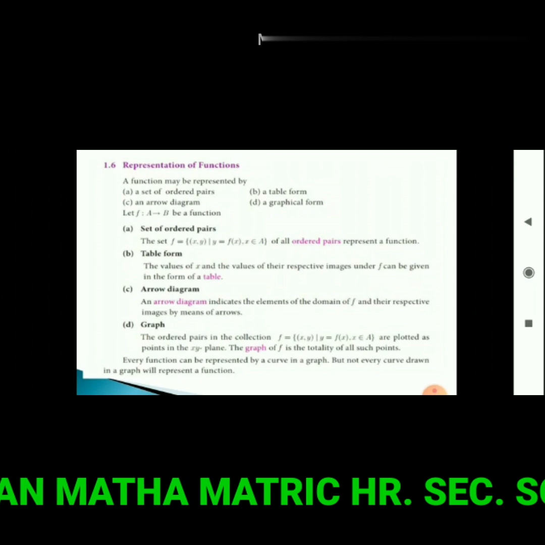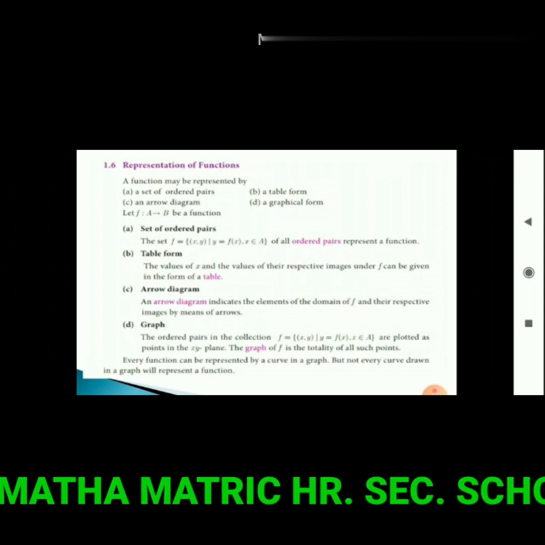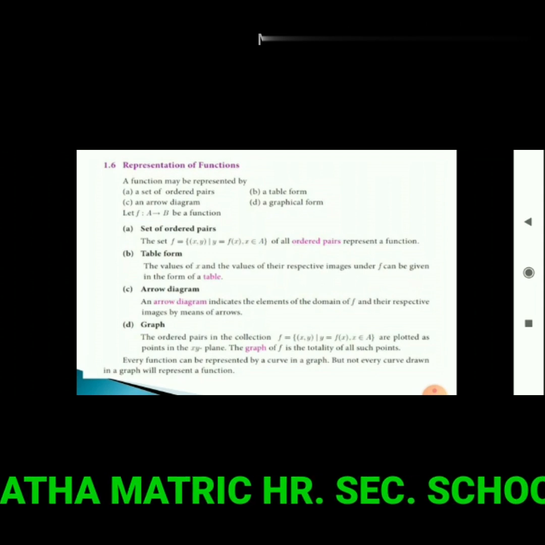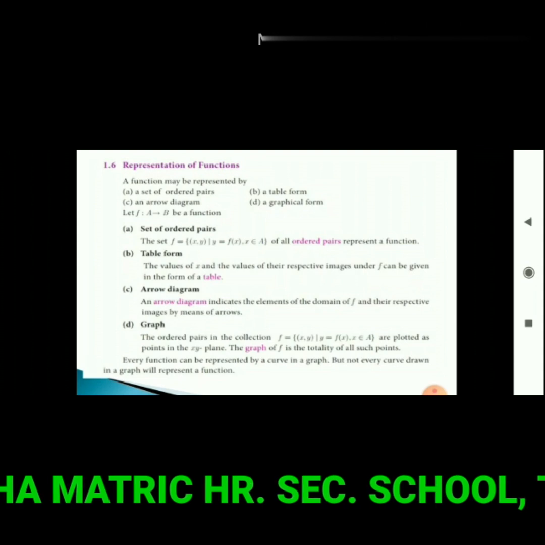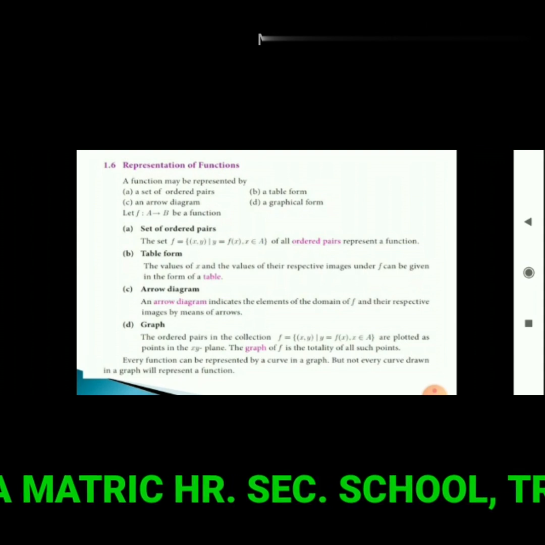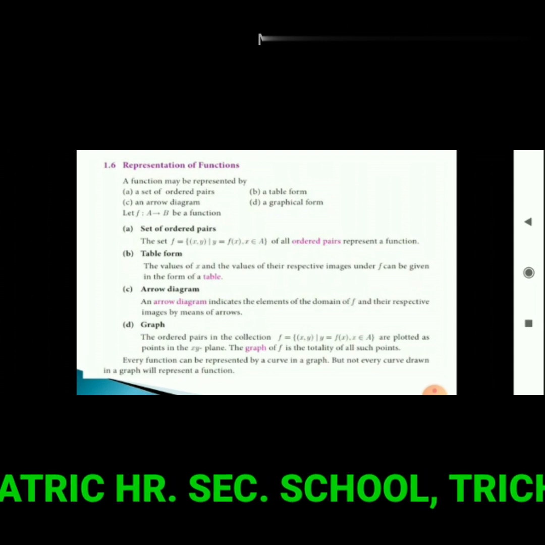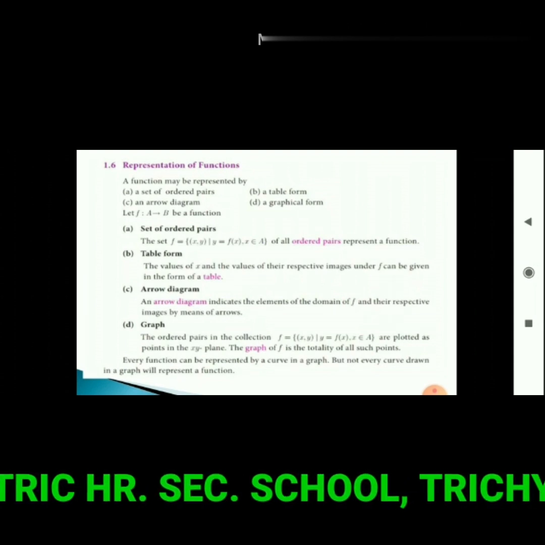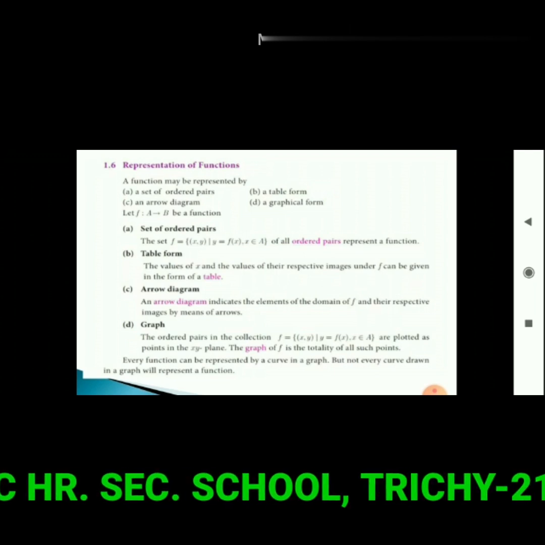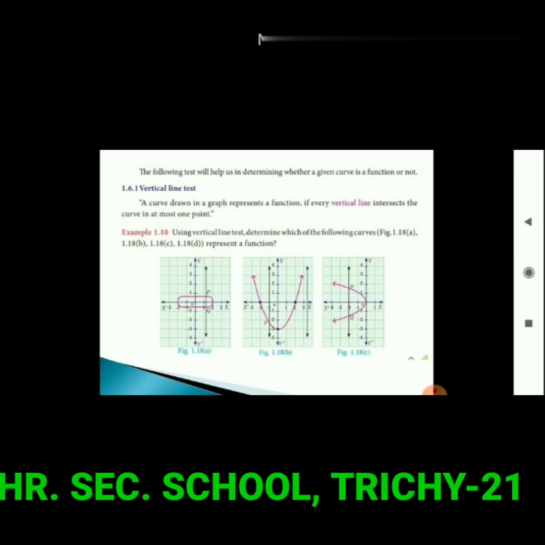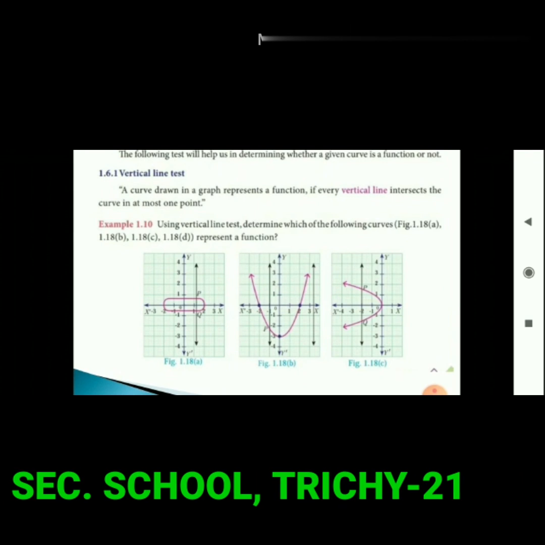Arrow diagram: an arrow diagram indicates the elements of the domain of f and their respective images by means of arrows. Graph: the ordered pairs in the collection f = {(x, y) : y = f(x), x belongs to A} are plotted as points in the xy plane. The graph of f is the totality of all such points. Every function can be represented by a curve in a graph, but not every curve drawn in a graph will represent a function.